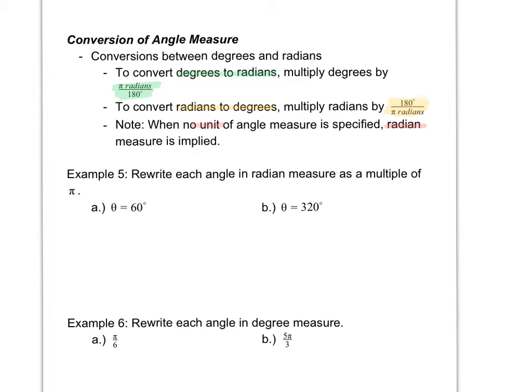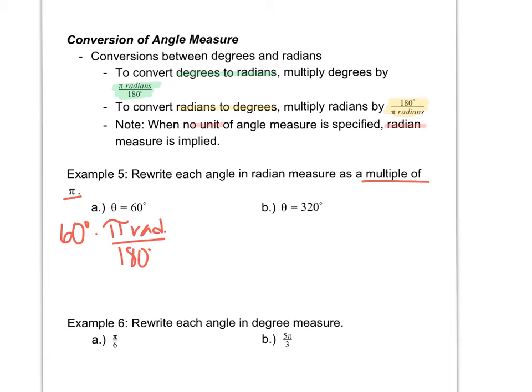Okay? So we'll look at a couple examples, and then you'll have some time to work on your own and get the assignment completed. We want to rewrite each angle in radian measure as a multiple of pi, so we want to make sure that the answer has pi in it. We're trying to go from degrees to radians. So we're going to take our degree measurement and multiply by pi radians over 180 degrees.